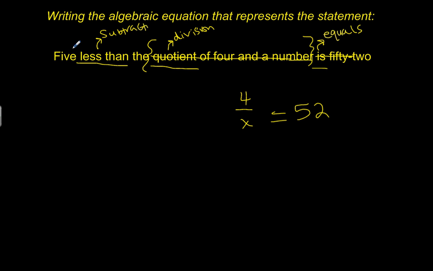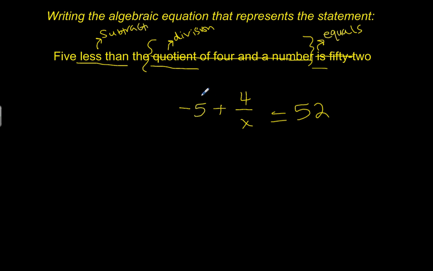So we have to think, is this 5 going to be an addition 5, or a positive 5, or is this 5 going to be a subtraction 5, or a negative 5? Well, we said that it's less than, so it has to be subtraction, and it's less than these guys right here. So then it would be 4 over x plus negative 5 over there.